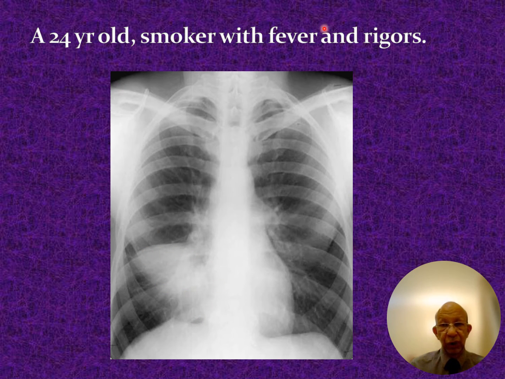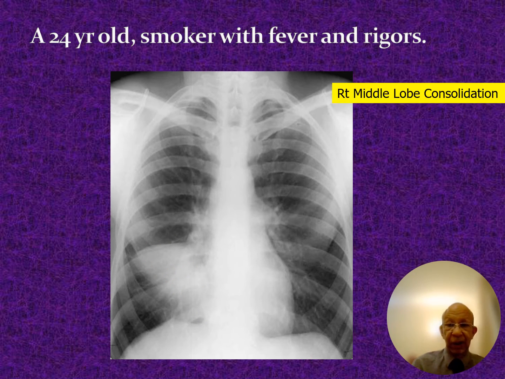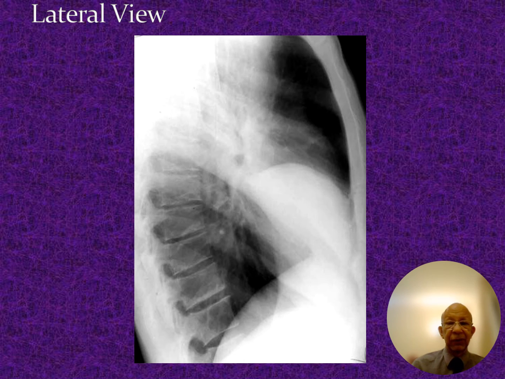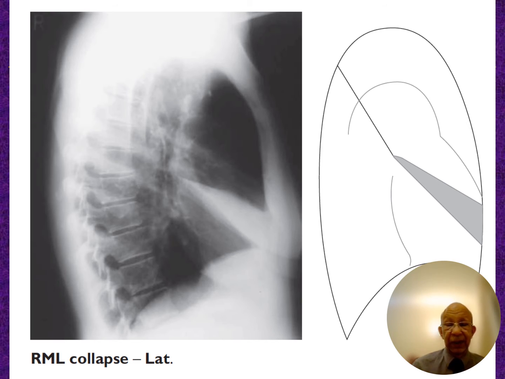And this is a smoker with fever and rigors, so the diagnosis is actually right middle lobe consolidation, and you can see it also in a lateral X-ray, and this is the right middle lobe consolidation on a lateral X-ray film. Right now, because of the smaller volume, there is consolidation here, but also some loss, some collapse. So there might be an obstructing lesion or sputum or secretions causing collapse.